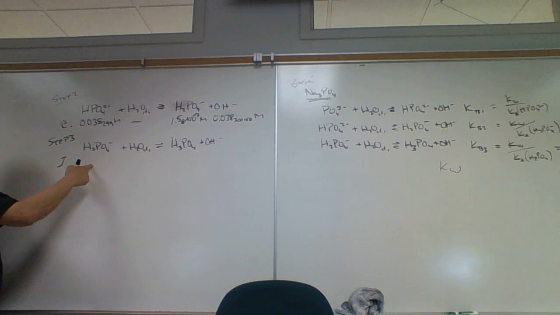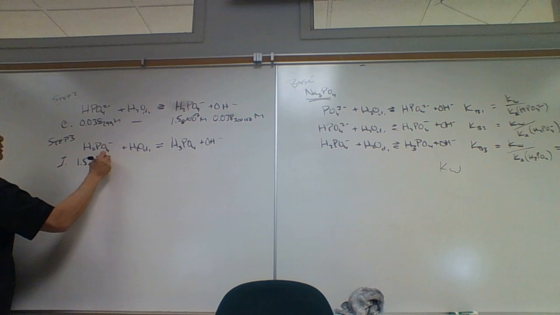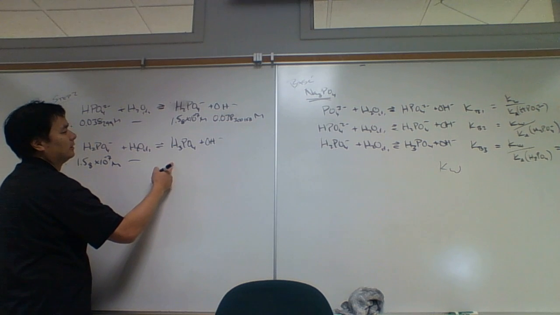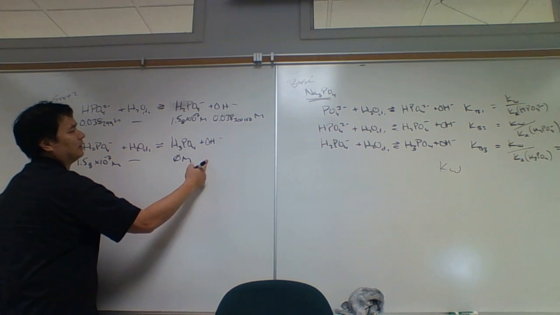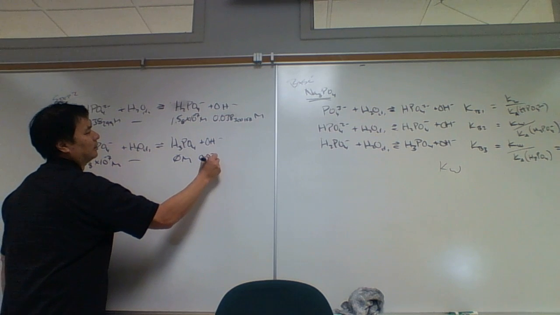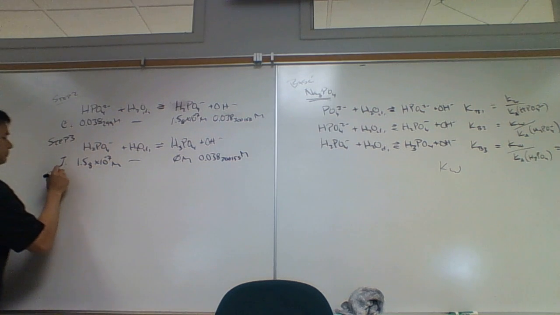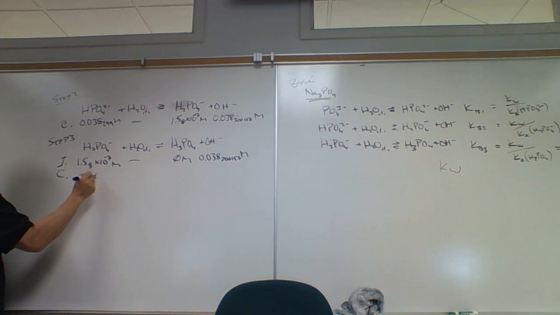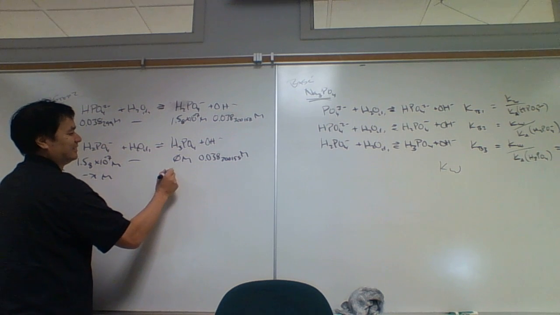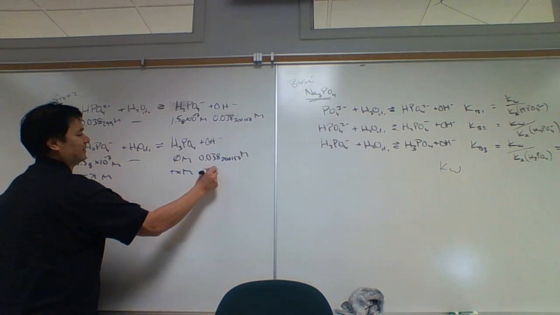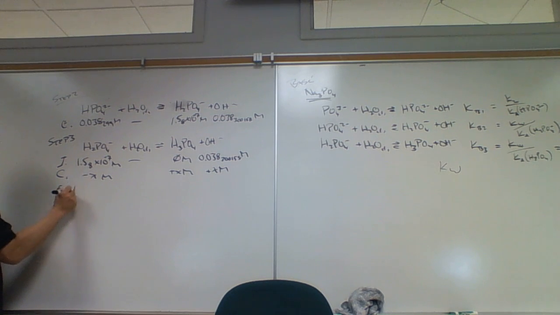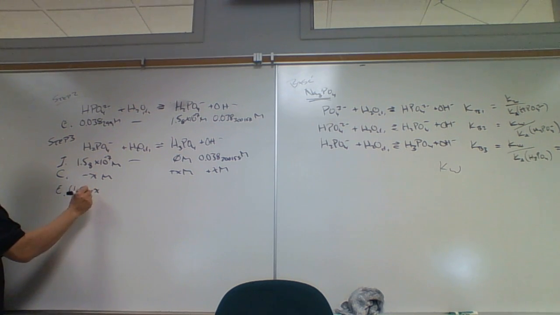The first line here: 1.58 times 10 to the negative 7, dash, 0, and 0.03830015. Minus that. Plus that. Plus that. All right, so I think I could fill in the rest here.